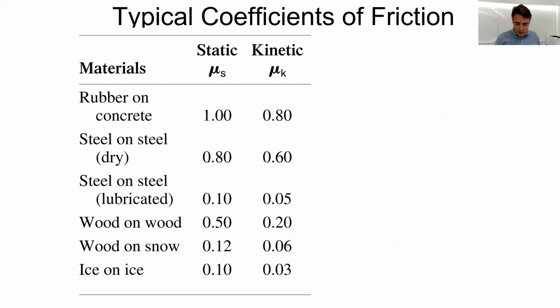Steel on steel, the coefficient of static friction is 0.8. Kinetic friction, if it's sliding, 0.6. That's if it's dry. If it's wet, you get a much lower coefficient of friction. That's why it's slippery. There's wood on wood, 0.5, 0.2. Wood on snow, 0.12 for static and 0.06 for sliding, so it's very low. Ice on ice, either static friction 0.1 or 0.03. So as these go down, things get more and more slippery.